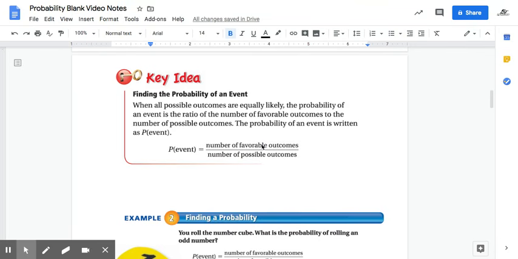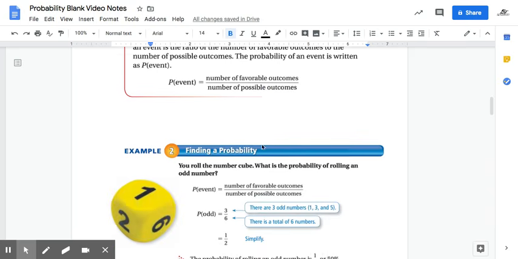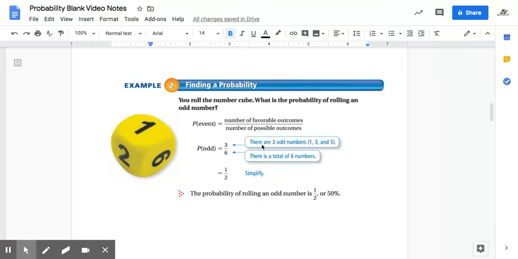Okay, so let's do a couple of examples. I'm going to go through example 2 with you. It says finding a probability. So you roll a number cube, you roll a die. What is the probability of rolling an odd number? Okay, well, a die has 6 sides. So the total number of possible outcomes is 6. So 6 goes in my denominator.